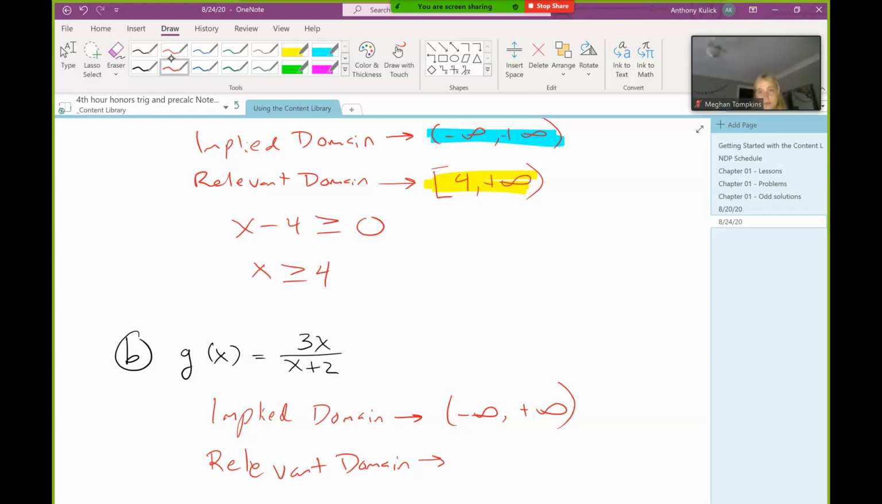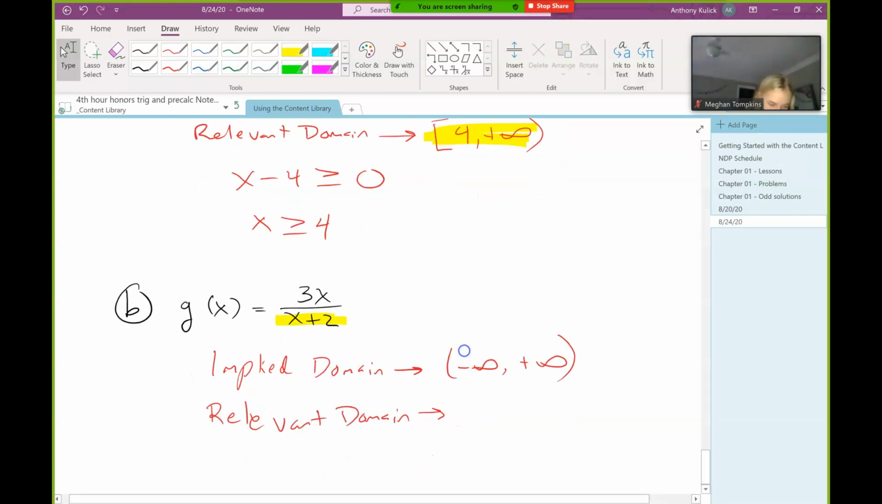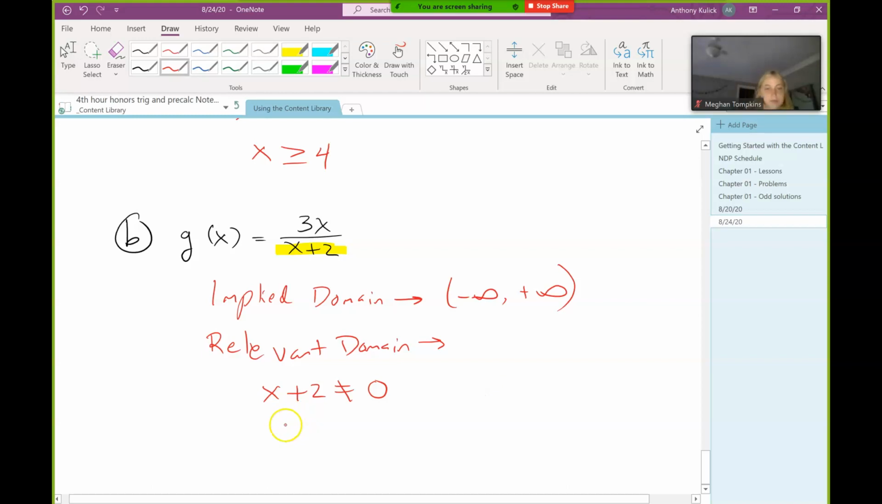Okay, so what kind of a function are we looking at here? This has a name, right? We talked about it last year. Starts with an R. A rational function. Where do we get in trouble with rational functions? When the denominator is 0. So, what do we care about? Is simply when the denominator is not 0. That's going to give us our relevant domain. So I get that x cannot equal -2.